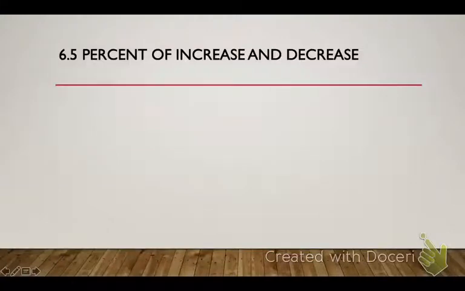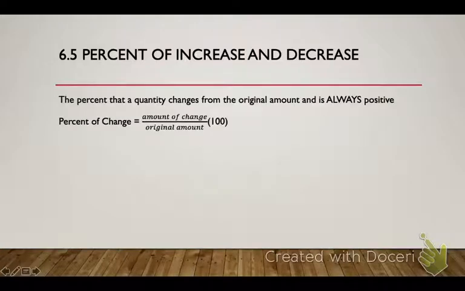We're going to take some notes on section 5 of chapter 6, which is percent of increase and decrease. So I want you to write down all the notes. You don't need to understand everything completely, but you should have a basic understanding. First, the percent that a quantity changes from the original amount is always a positive number. So our percent of change always has to be a positive number.